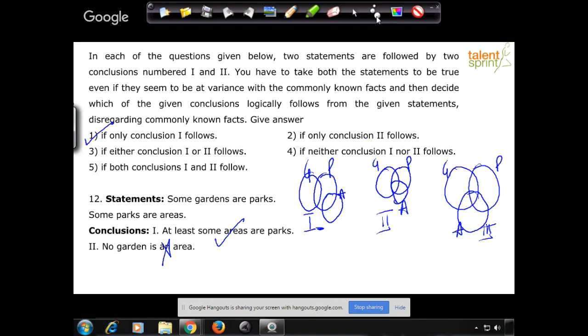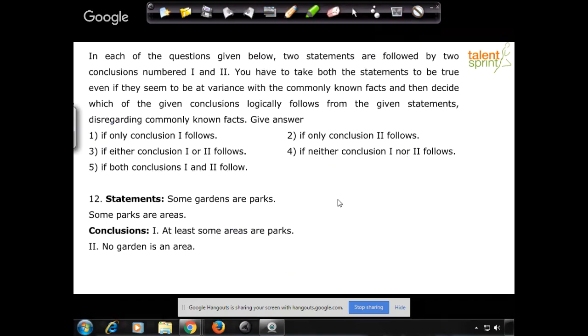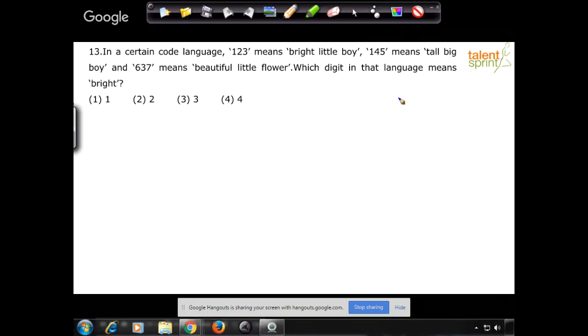Okay, boys and girls, with this question done, let us move on to our last question for the day and see what the last question for the day is. Okay, this is our last question for the day. Let us see. In a certain code, 123 is written as bright little boy, 145 means tall big boy, 637 means beautiful little flowers. Which digits in that language mean bright?